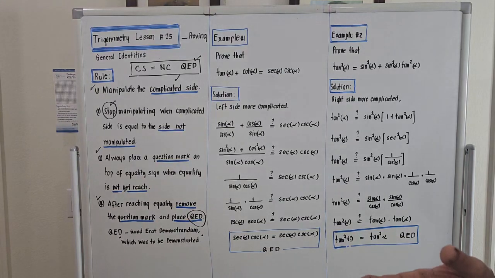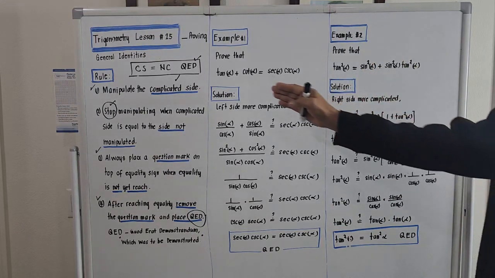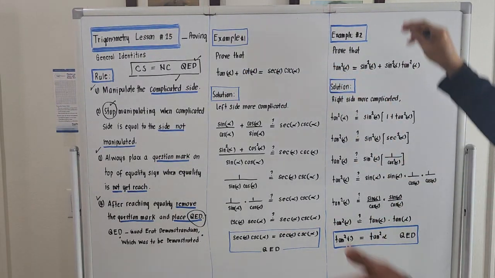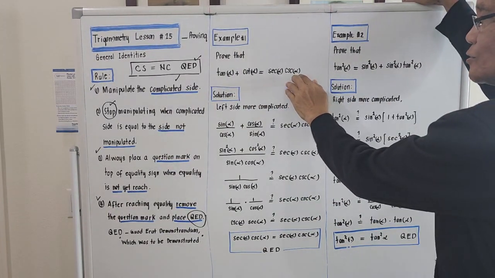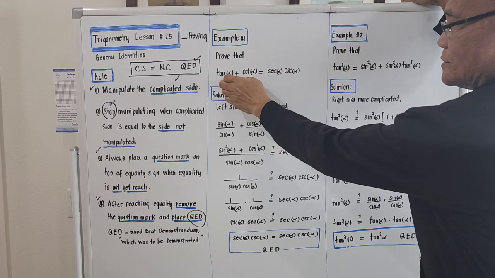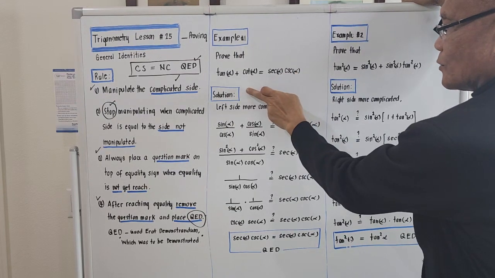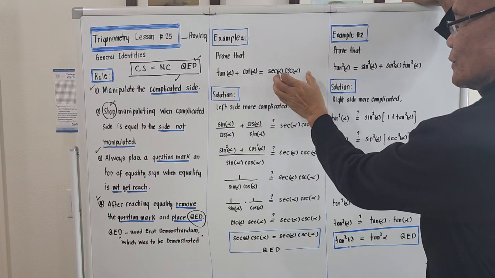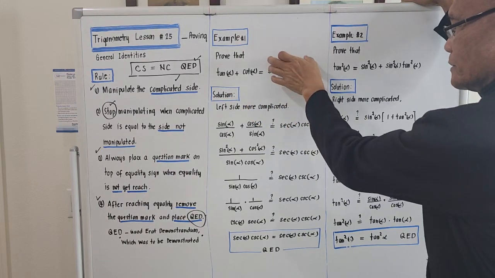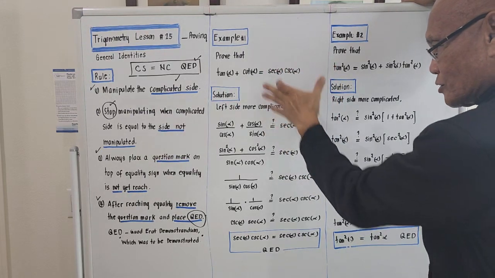Okay, so the first step here, according to the rule, is to take note of which is more complicated, the left hand side or the right hand side. I think the left hand side is more complicated than the right hand side. So we'll make manipulations on this and leave the right hand side as it is. We don't touch the right hand side. We will just rewrite it as we move on. So it should be something like this.